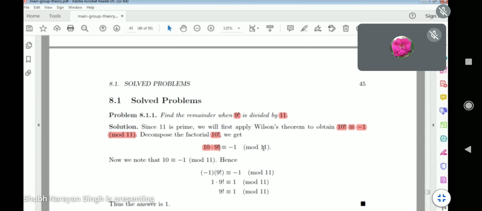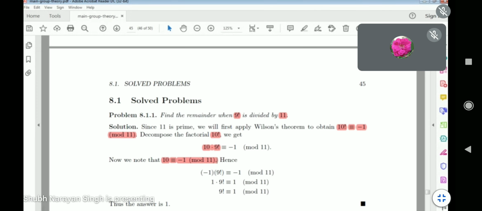Can you tell me the inverse of 10 modulo 11? Anyone? 10, sir. 10, good, yes, 10. And 10 is the same as minus 1 in the modulo 11 system, because we have modulo 11. So that's why 10 is right here. 10 is congruent to minus 1 modulo 11 system.